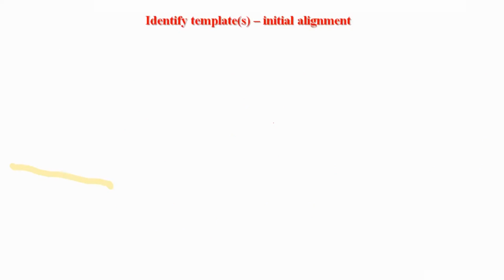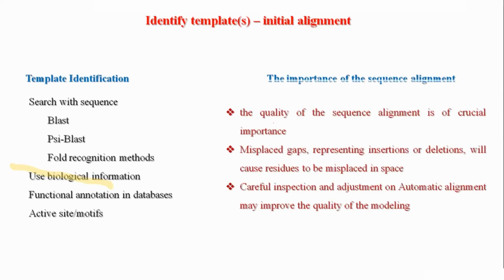Identifying the template. Right now, we are going for the first and basic step. So template identification. What is a template? A template is nothing but a homolog that has similarity or identity to our interested sequence or target sequence. The sequence that we are interested in generating the model for is termed the target sequence, right? And for the target sequence, we are searching for the template structure.